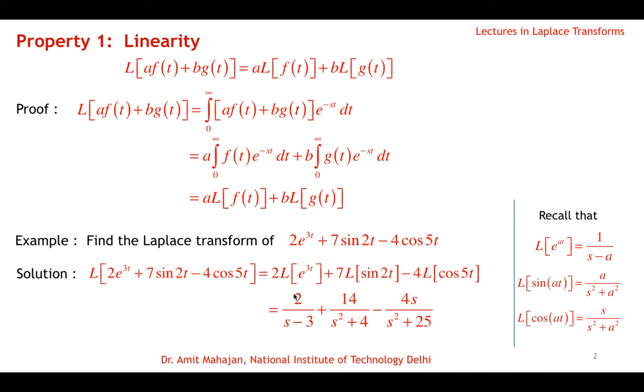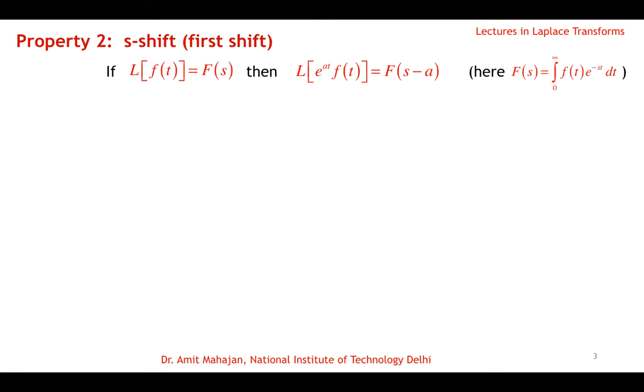Okay, so linearity is one of the important properties; we can separate the Laplace of a sum of functions into the Laplace of individuals. The second property is the s-shift or first shift, and it says that if you know the Laplace transform of any function f(t) and its value is say F(s), where F(s) is of course calculated from this integral 0 to infinity f(t) e power minus st dt, then Laplace of e power at f(t) will be F(s minus a).